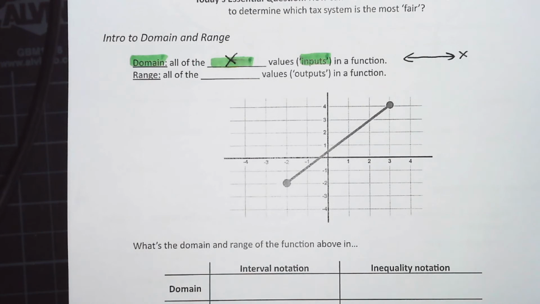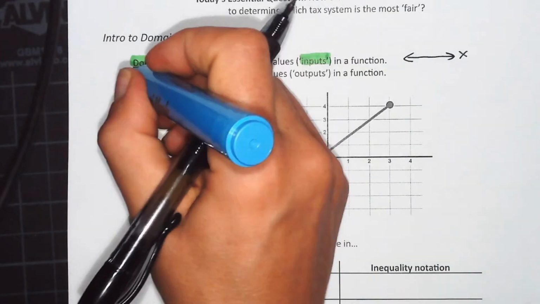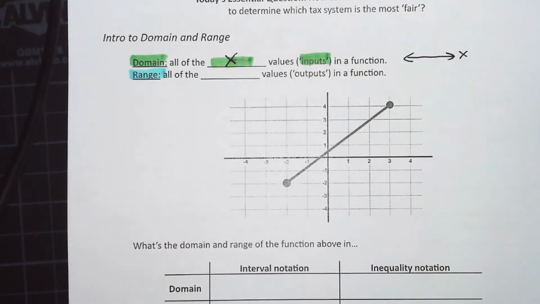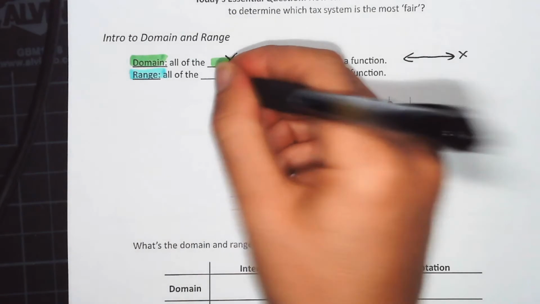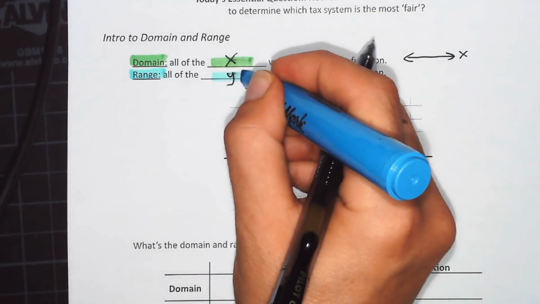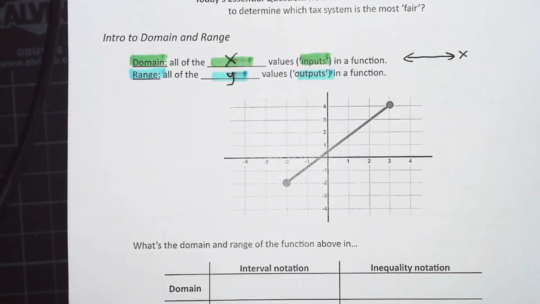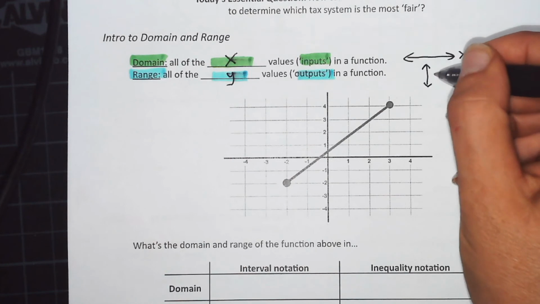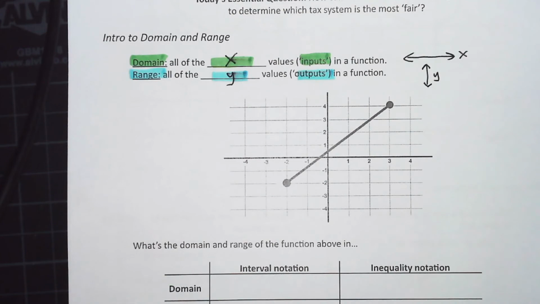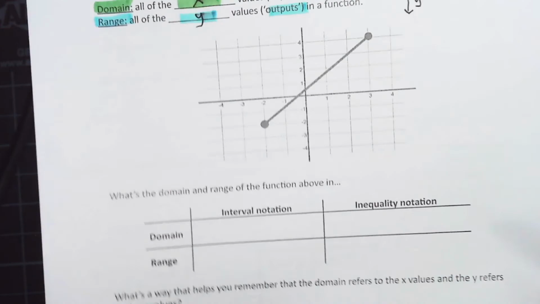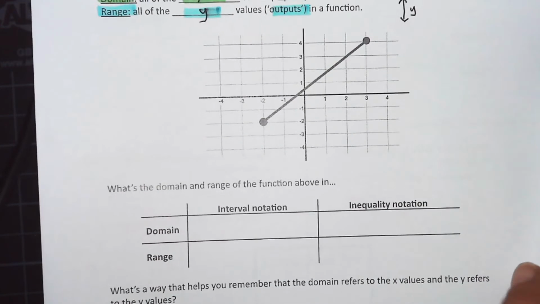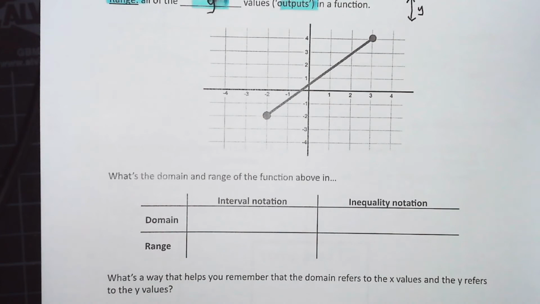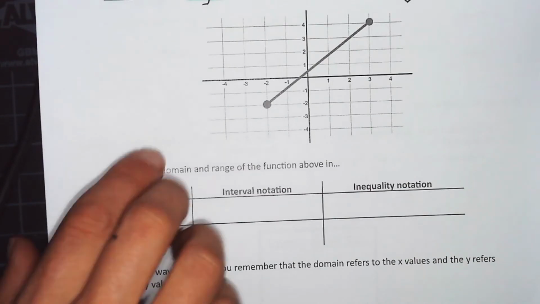When we think range, we want to be thinking about the y values, and those are the outputs, and that's our vertical y-axis. So these are the associations that we want as we go forward, and we're going to identify the domain and range of this function in a couple different styles.